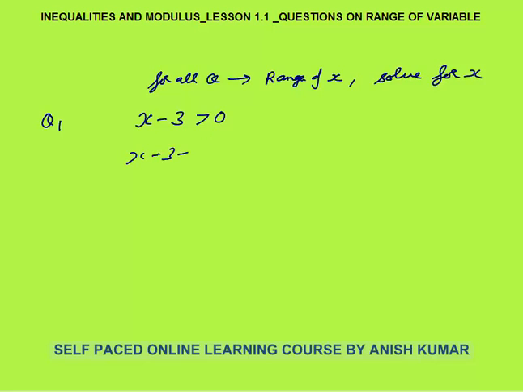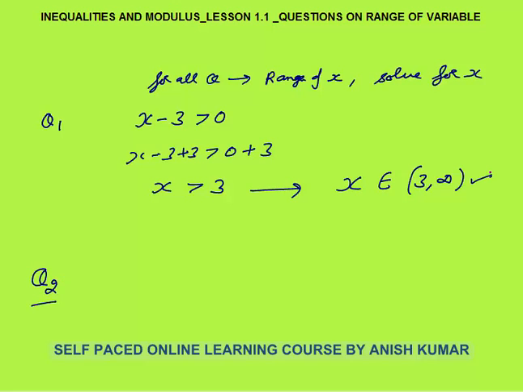Add 3 both sides. Adding or subtracting, the inequality does not change. Can I say this x will be greater than 3? Greater than 3 means x can be 4, 5, 6, 7, 8 up to infinity. So we will say that x belongs to 3 to infinity. 3 will not be included, so small brackets on both sides. This is question number 1, that is the final answer.